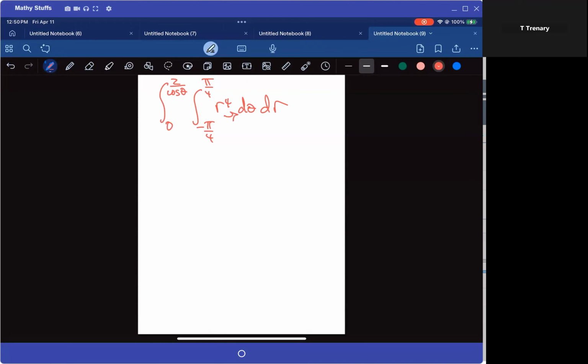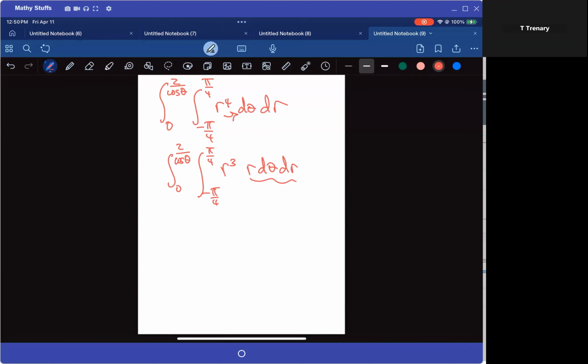So the actual integrand of this integral is r cubed. I'm just going to write that again, keeping everything else the same. But then I have r cubed, r d theta dr. So this is the differential, the area element for polar coordinates. And we're going to just pull that to the side.